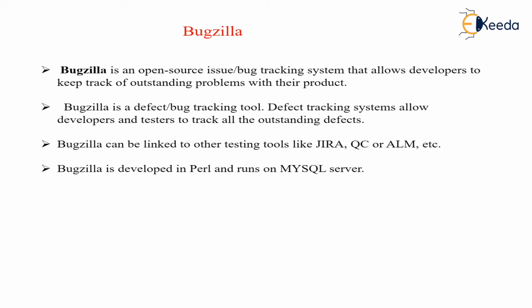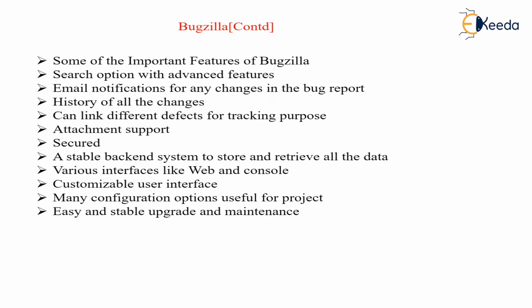It allows the developer to keep track of outstanding problems with the product. Bugzilla is a defect or bug tracking tool. A defect tracking system allows the developer and tester to track all the outstanding defects. Bugzilla can be linked with JIRA, QC, ALM, etc. Bugzilla is developed with the help of Perl and runs on a MySQL server.